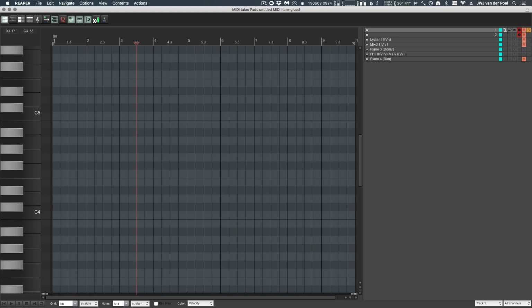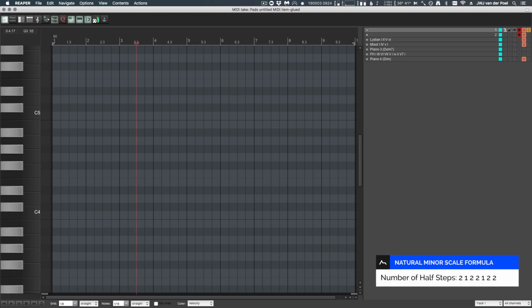And again, we can take a look at the pattern where it starts with a whole step, then a half step, whole, whole, half, whole, and then another whole step. So that is the A natural minor scale. And now we can take that pattern and do the same thing, but this time, for example, starting on C.